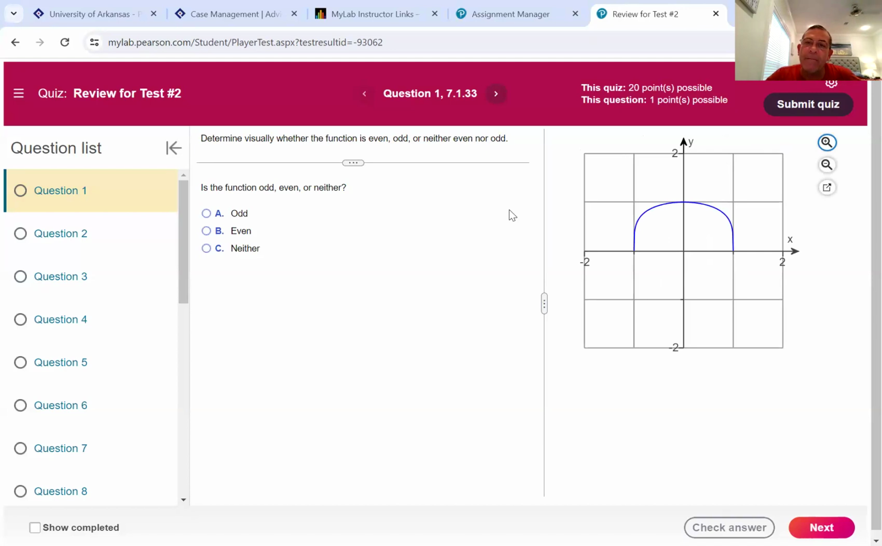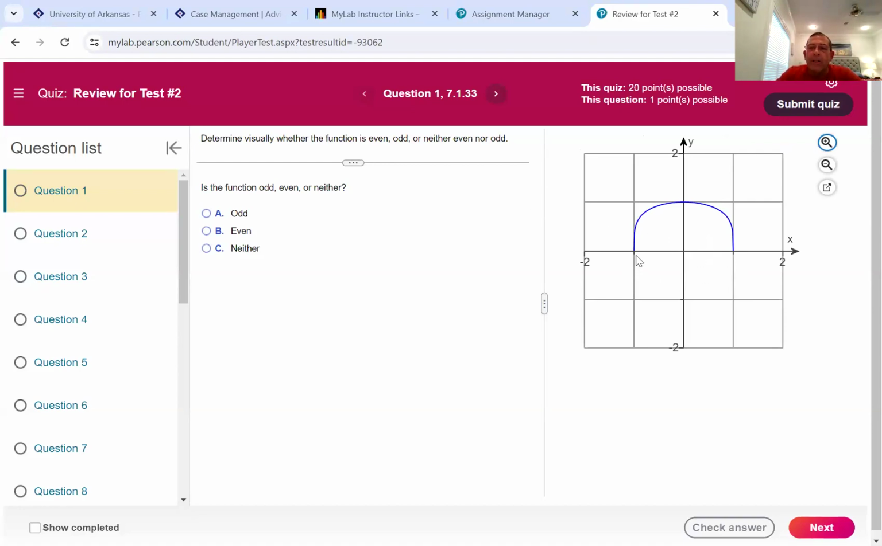So if it's even, symmetric to the y-axis. If it's odd, symmetric to the origin. And those were the ones where we turned them upside down to look. And then you got neither. Also, if it's even, it'll touch the x-axis an even number of times. If it's odd, it'll touch the x-axis an odd number of times.